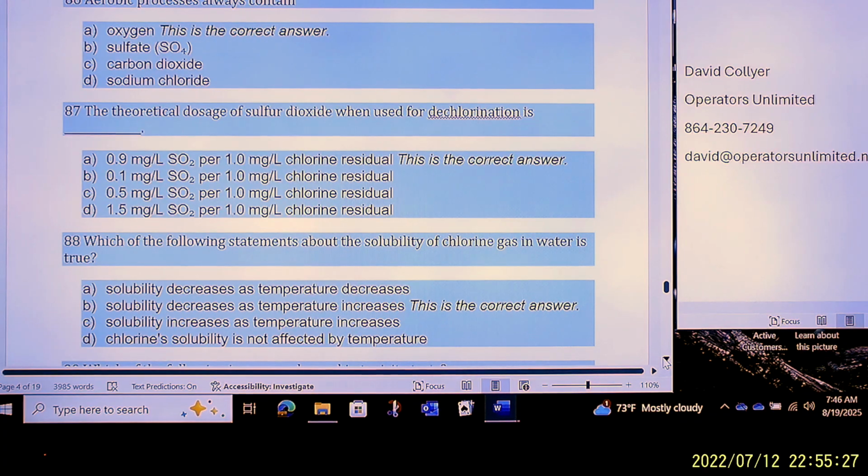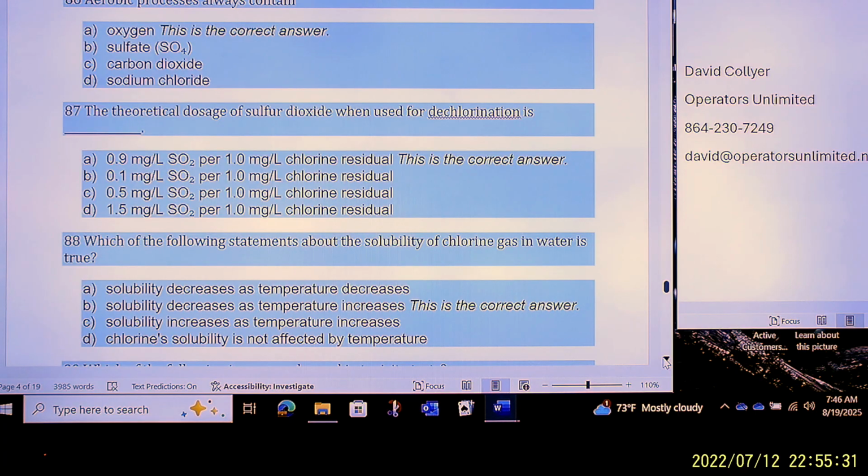Number 86, aerobic processes always contain A, oxygen, B, sulfate, C, carbon dioxide, or D, sodium chloride. The answer to 86 is A, oxygen.